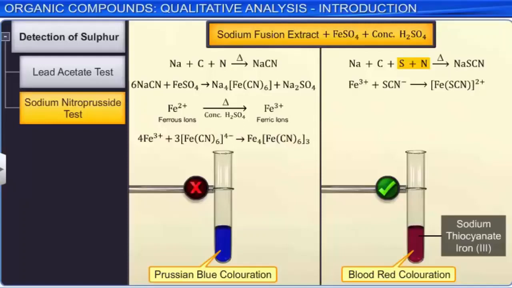If the precipitate is pale yellow and sparingly soluble in ammonium hydroxide, then it indicates the presence of bromine. The yellow-colored precipitate is due to the formation of silver bromide. If the precipitate is yellow and insoluble in ammonium hydroxide, then it shows the presence of iodine. This yellow-colored precipitate is due to the formation of silver iodide. To detect the presence of phosphorus, sodium extract is heated with oxidizing agent sodium peroxide.